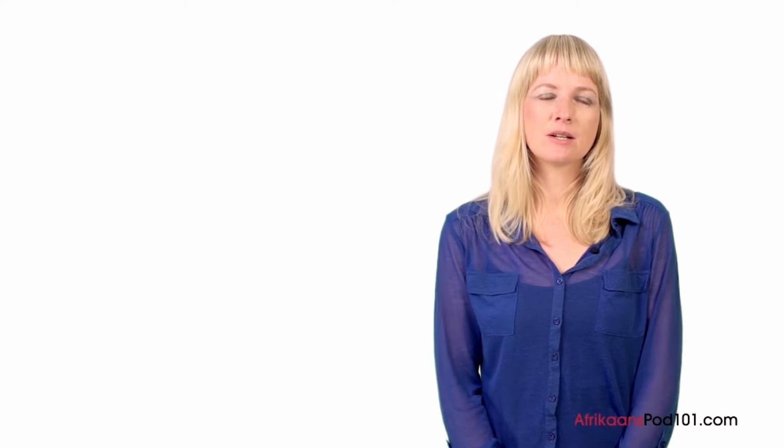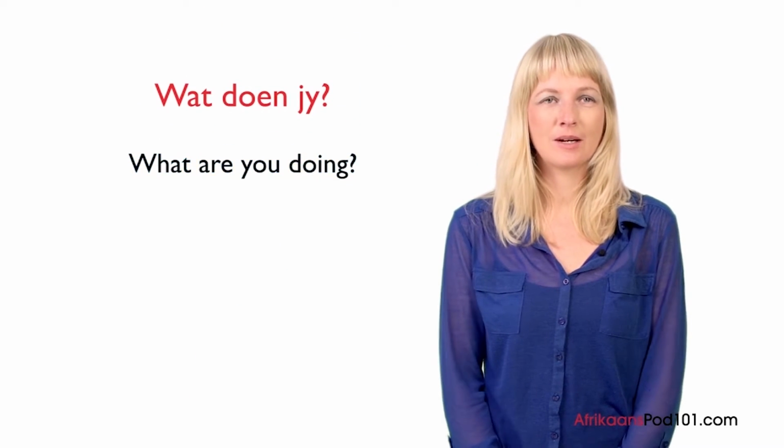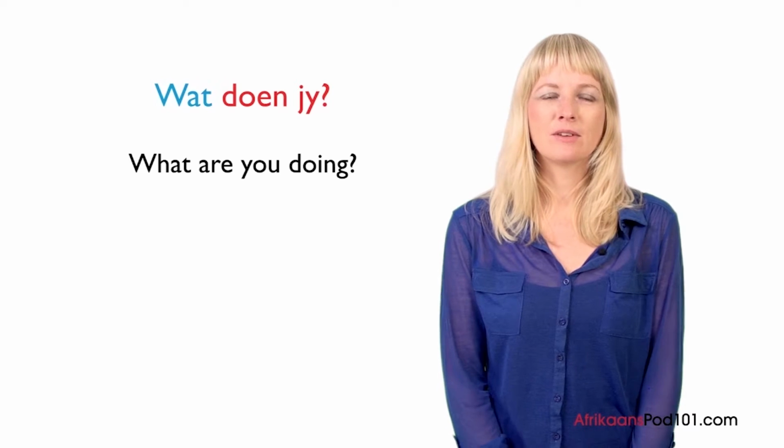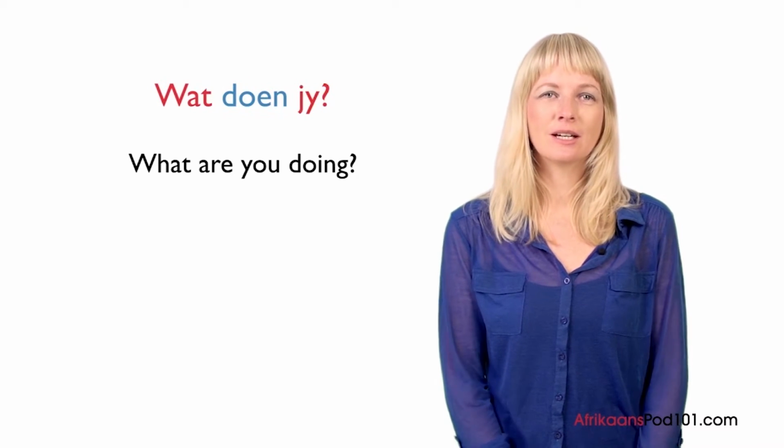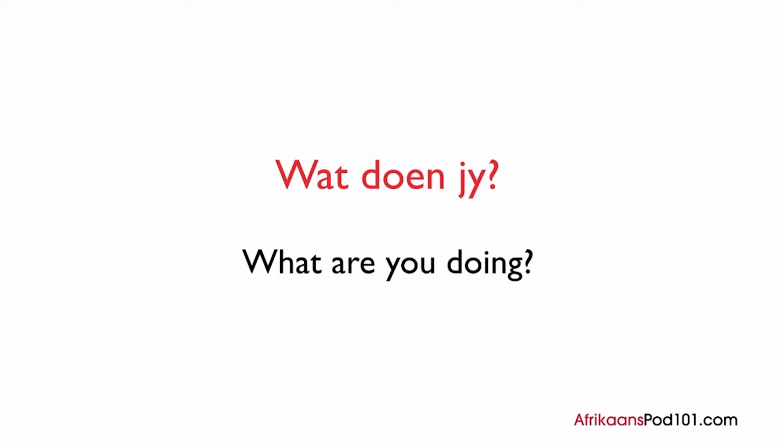So imagine you want to ask your friend, what are you doing? How will you do it? You will ask, wat doen jy? Let's break down this question. Wat is the question word what in Afrikaans. Next is doen, which is the verb to do. Finally, there is jy, which, as you know, means you. So altogether, it is wat doen jy? What are you doing?